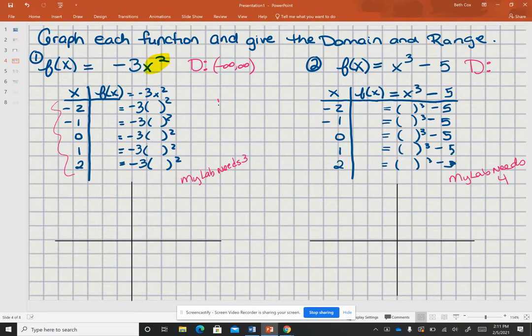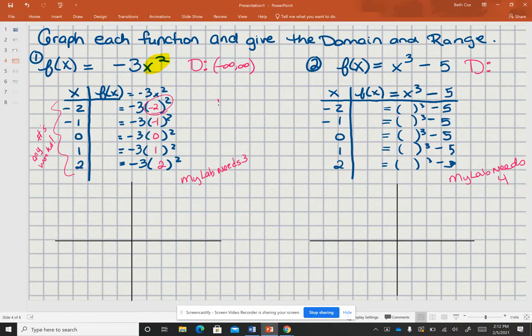My domain, any number works. Any numbers work because that's my domain. And so I just picked negative 2, negative 1, 0, 1, and 2. All right, so I'm going to take these numbers and I'm going to plug them in and calculate. Let's see what we get. So that's going to give me exponents first. So it's going to be 4. That's a 4.